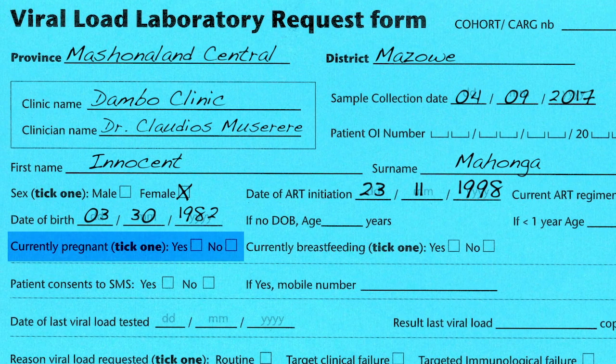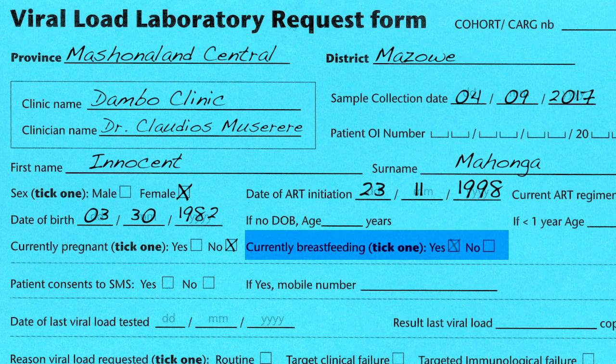These next 2 fields pertain to women of childbearing age. If the patient is pregnant, tick the yes box. Be sure to probe for this information. Ask the patient when her last normal menstrual period was. You may need to do a pregnancy test if you suspect the patient is pregnant. Tick the no box if she isn't pregnant. Don't tick both boxes.